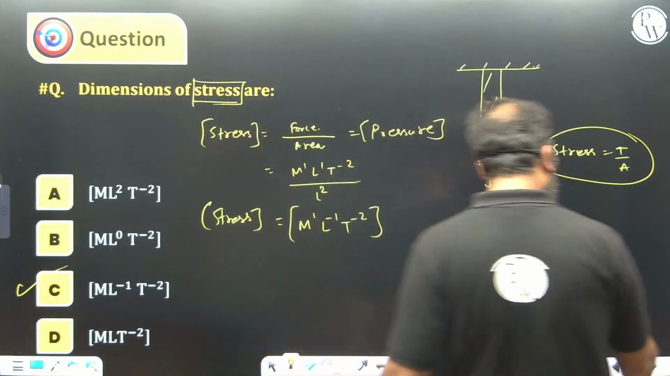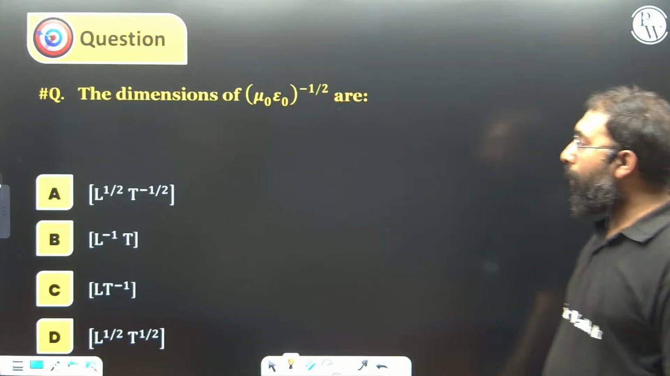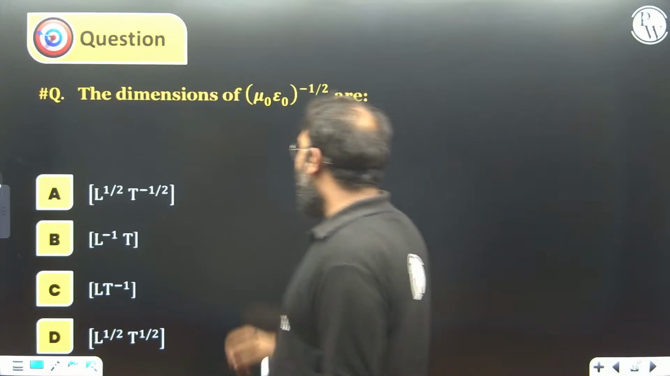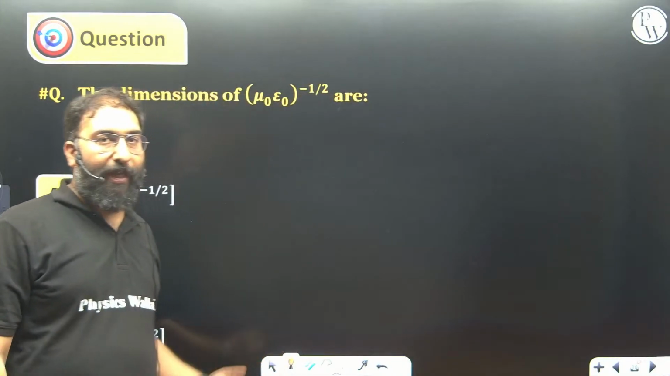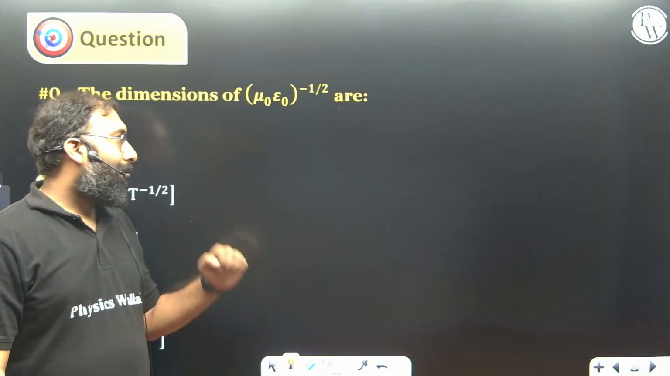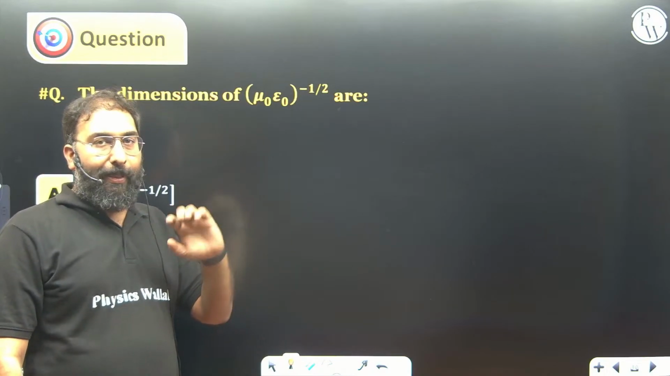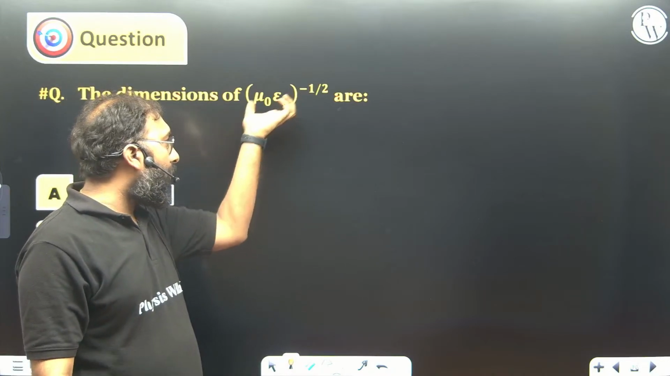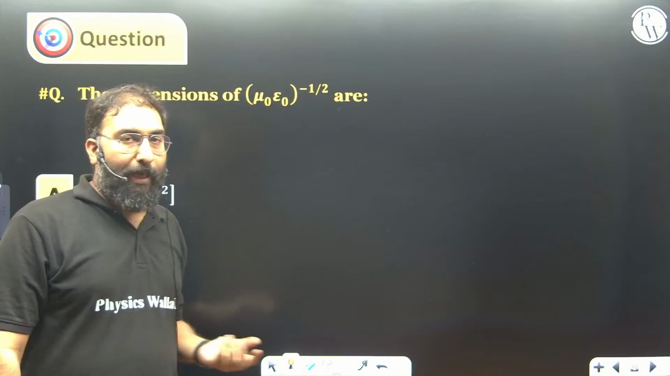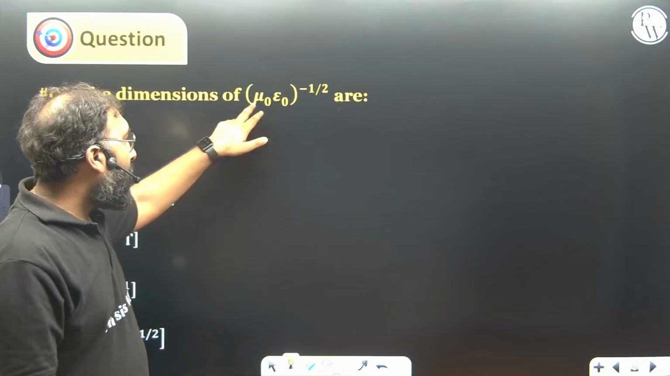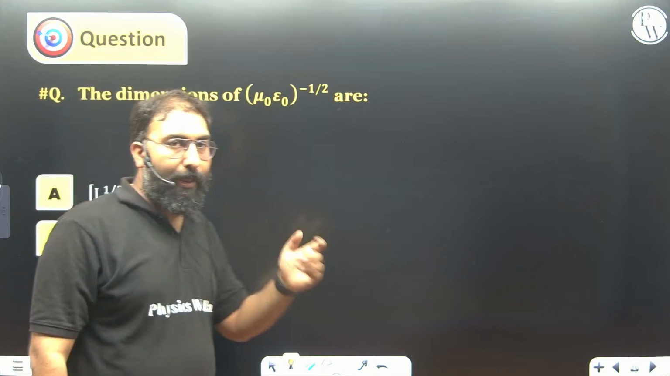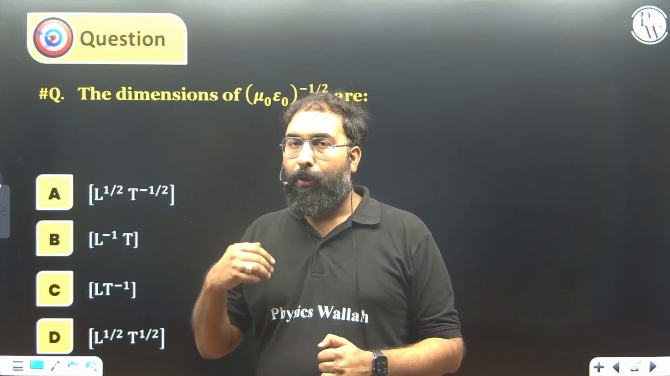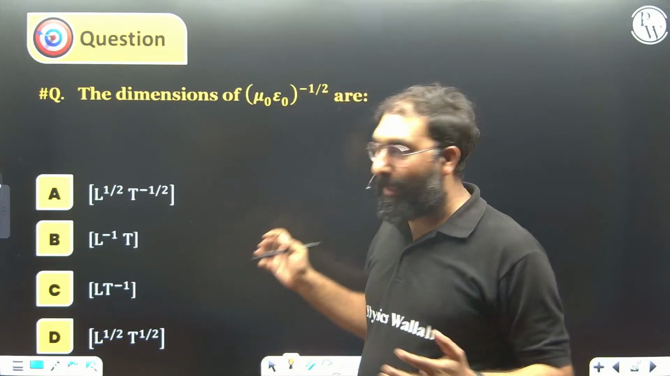So coming to the next, the dimensions of mu naught epsilon naught raised to the power of minus 1 by 2. Again, it's a very important question that has been asked a number of times, and what is the tricky part here? If we try to write down the dimension of this particular quantity by the most fundamental method, writing the dimensions of mu naught and epsilon naught and then solving it, it will become a bit complicated. So we have to go through some short tricks. That is the trick I'm telling you here.